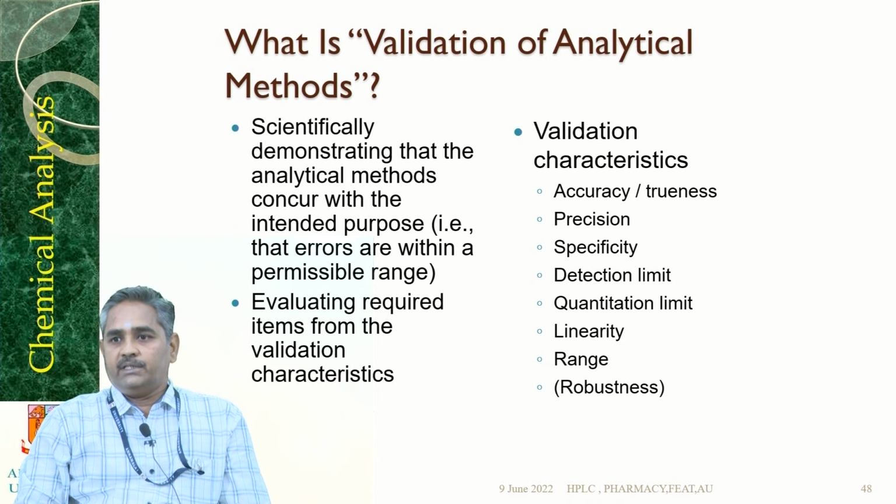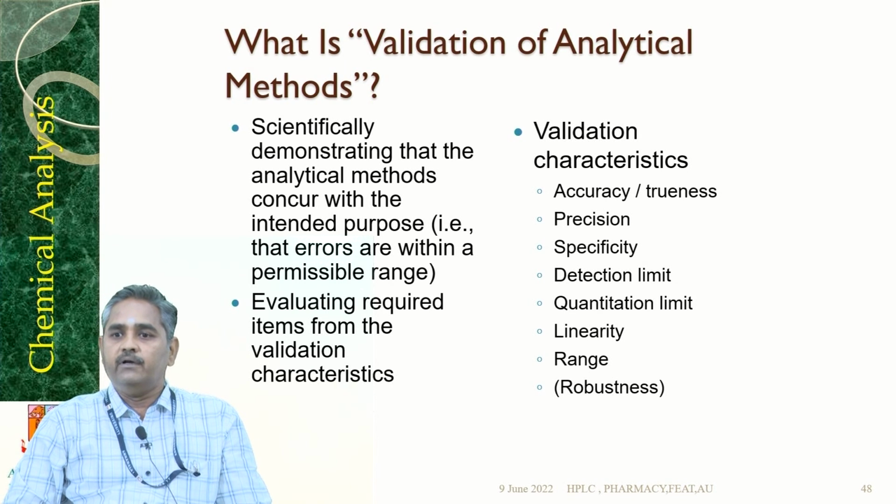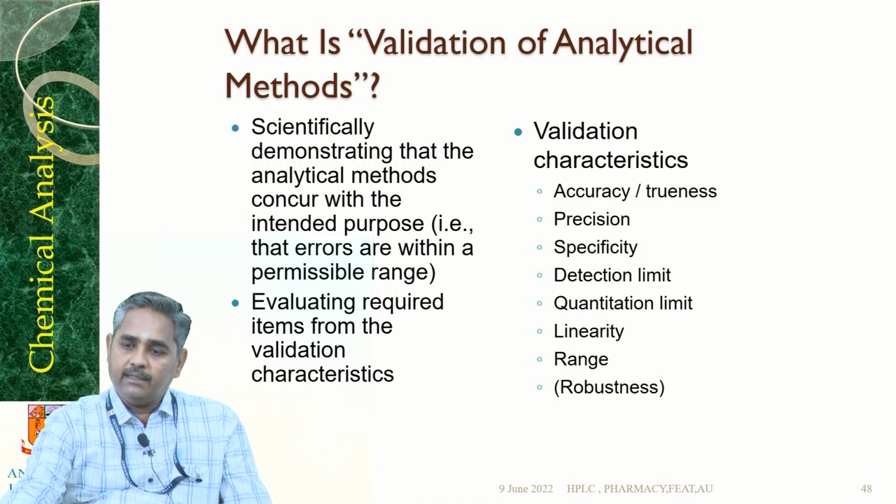What is validation of analytical methods? Once the method is developed using high performance liquid chromatography, you should demonstrate scientifically that the method is suitable for the intended purpose, that is, that errors are within a permissible range, by evaluating the required items from the validation characteristics. There are different types of validation parameters available: accuracy, precision, specificity, linearity, detection limit, LOD, LOQ, range and robustness, which are covered in detail in the pharmaceutical validation lecture given by Dr. M.K. Kadiresan.